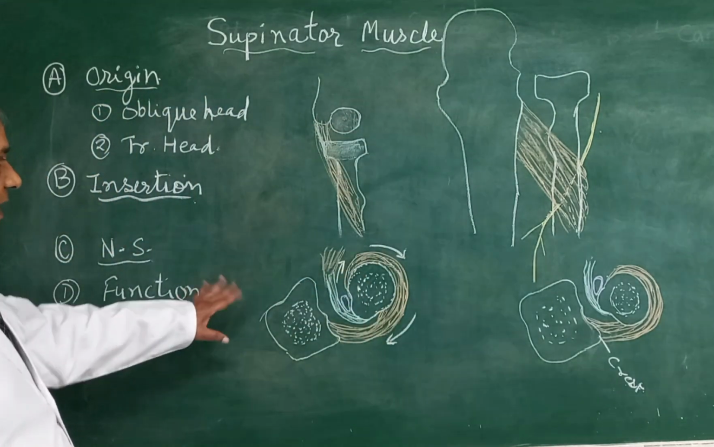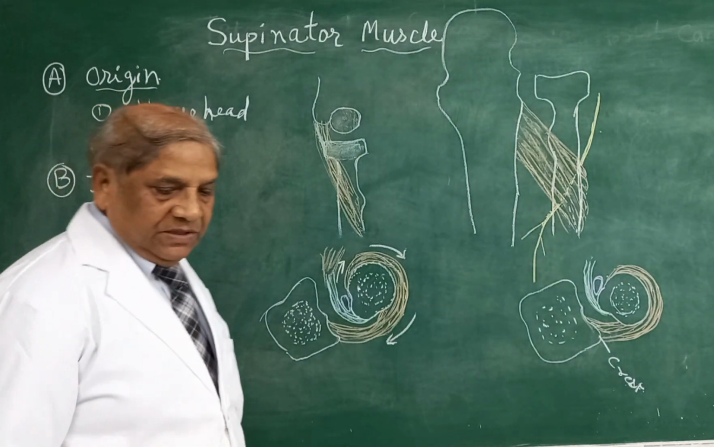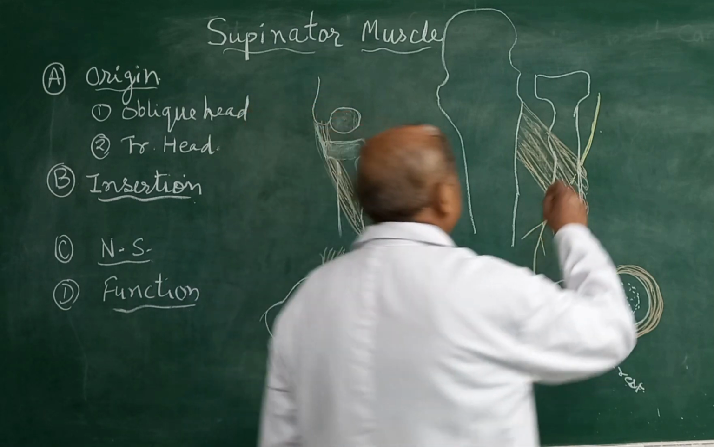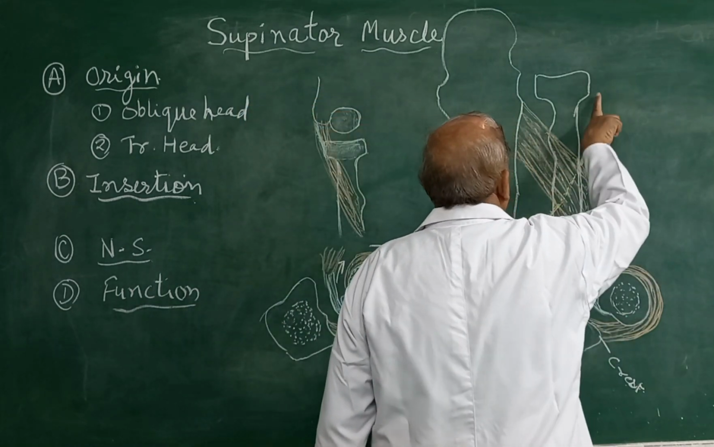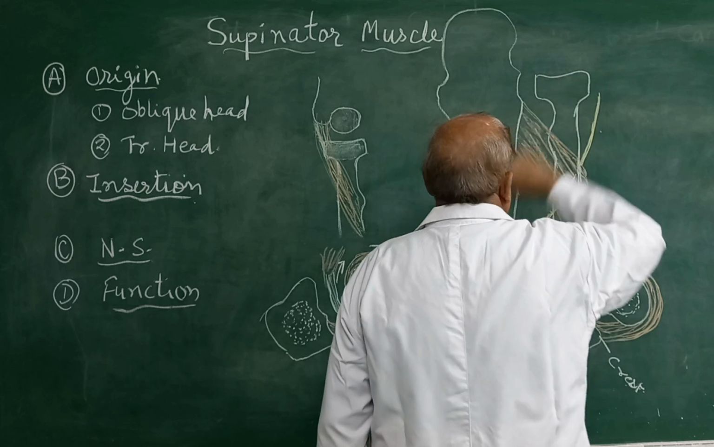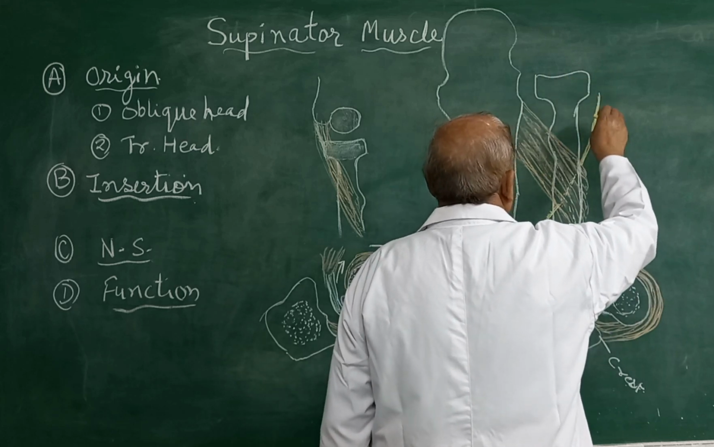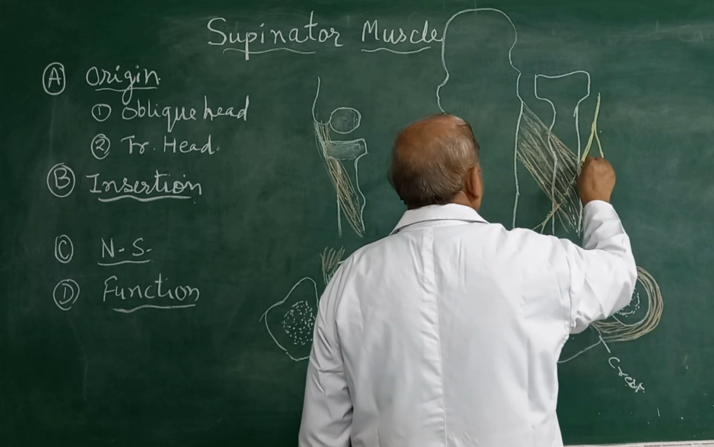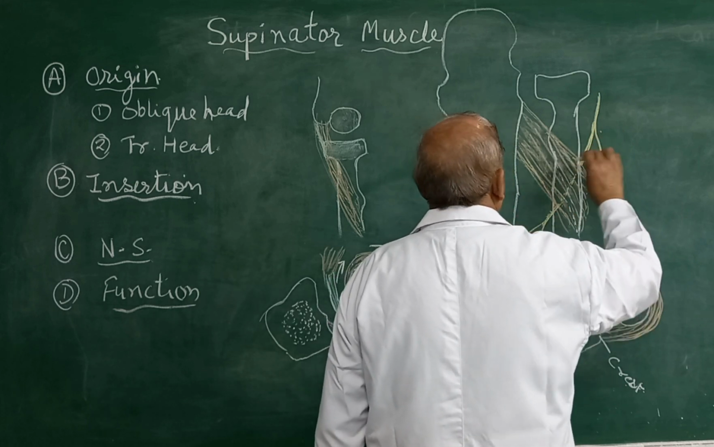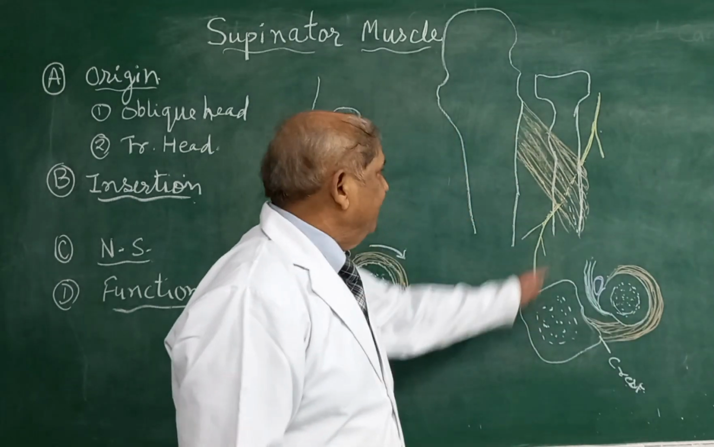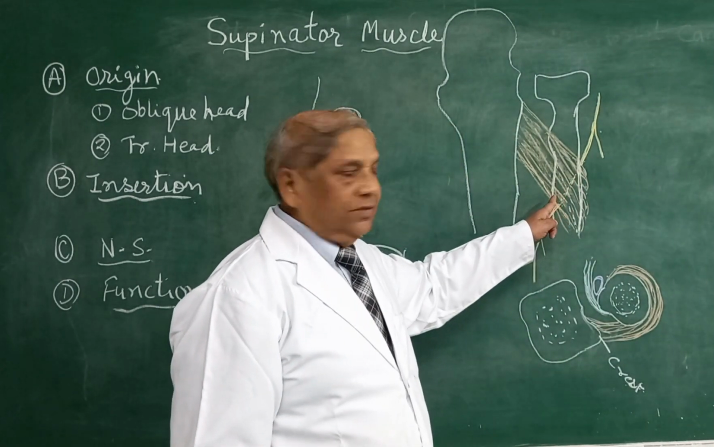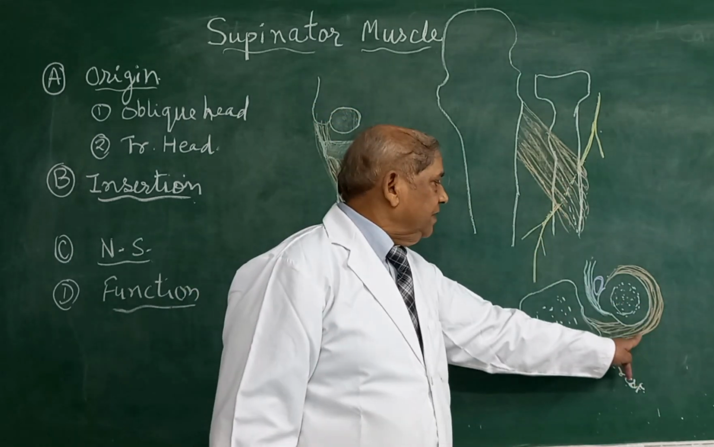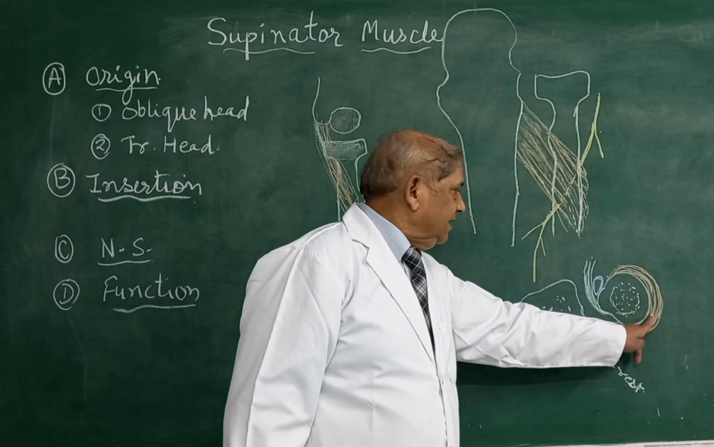Okay, nerve supply. The nerve supply of this muscle comes from the radial nerve, that is the deep branch of the radial. This is the radial nerve which will lie in front of the lateral epicondyle, then it will give a branch called the superficial branch, then a deep branch, and the deep branch will pierce this muscle and will come to the posterior aspect, then will penetrate the posterior part of this one from here. That means it will come like this.